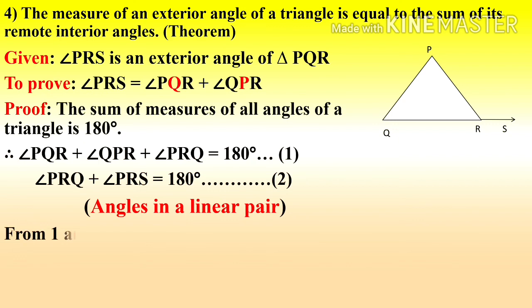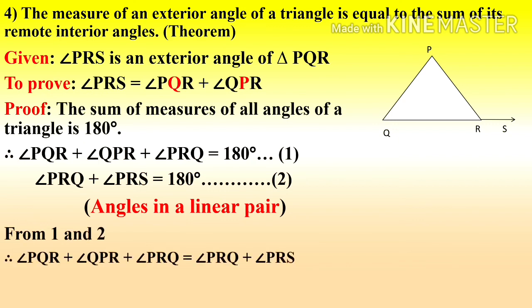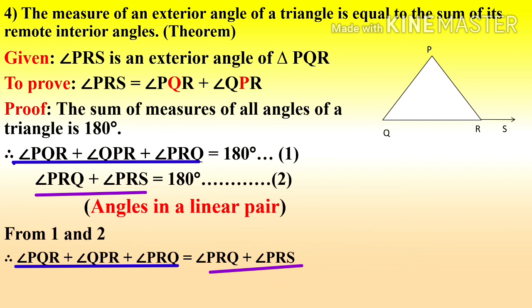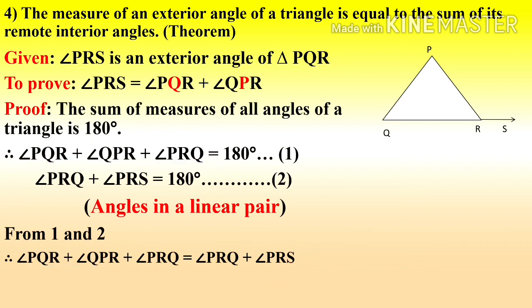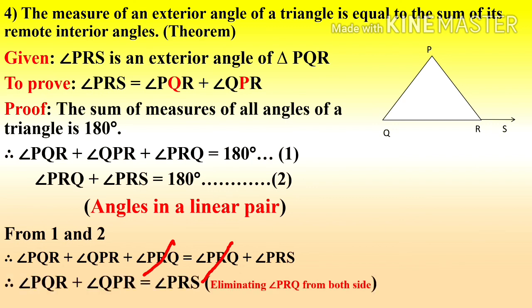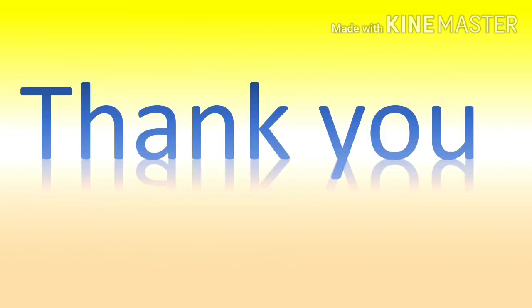Now, student, from the first and second, we get what? Angle PQR plus angle QPR plus angle PRQ equals angle PRQ plus angle PRS. By eliminating angle PRQ from both sides, what do we get? Angle PQR plus angle QPR equals angle PRS. Understood? Okay, student. Now we have completed our worksheet.